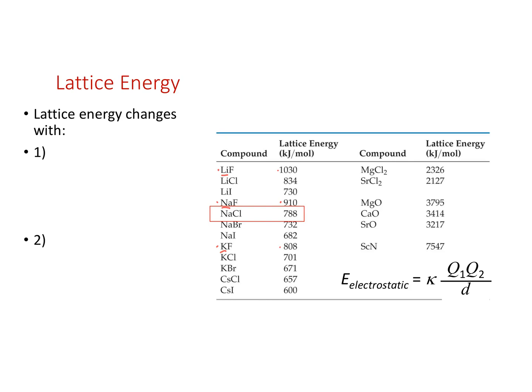And for the second component, charge, we could compare magnesium chloride to magnesium oxide. Magnesium is 2+. In both cases, chloride is -1, oxide is -2. So we get an increase in charge, we get an increase in lattice energy. So those are the two ways we can influence lattice energy.